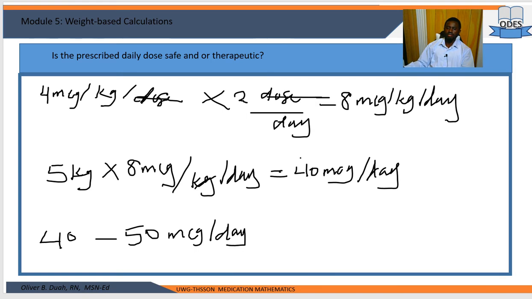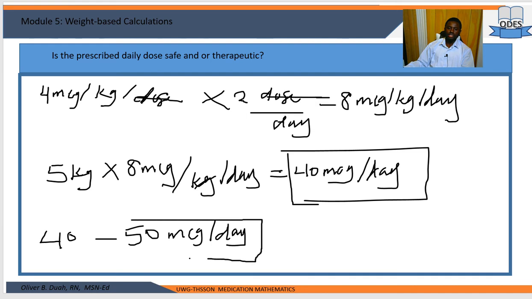And then ask ourselves, is this daily dose greater than the upper limit of this safe dose range? If the answer is yes, then that is not safe. If it is no, then it is safe. So 40 is less than 50, and so 40 micrograms per day for this client is going to be a safe dose. So our answer will be yes, it is safe.